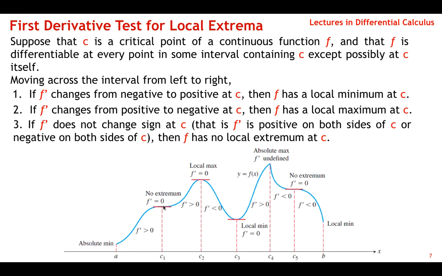Okay, also at the end points we can use this result. But that will be one sided. So to the right side of the end point, if slope is positive, then it is a minima. If slope is negative, then it's a local maxima. And to the left of the upper end point, if the slope is negative, then it is minima. If slope is positive, then it is a local maxima.